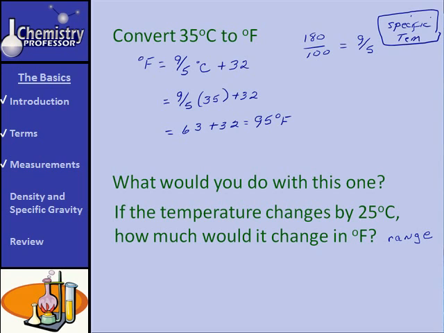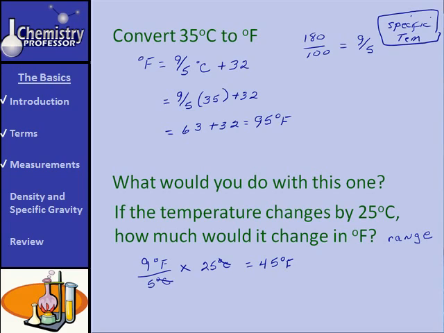All you have to know is the relationship: 9 degrees Fahrenheit for every 5 degrees Celsius. So you can do this a couple of ways. You can say, all right, I'm going to take 9 degrees Fahrenheit over 5 degrees Celsius times 25 degrees Celsius. My Celsius degrees will cancel. And 5 will go into 25. 5 times 9 is 45 degrees range on the Fahrenheit scale. That's one way to look at it.